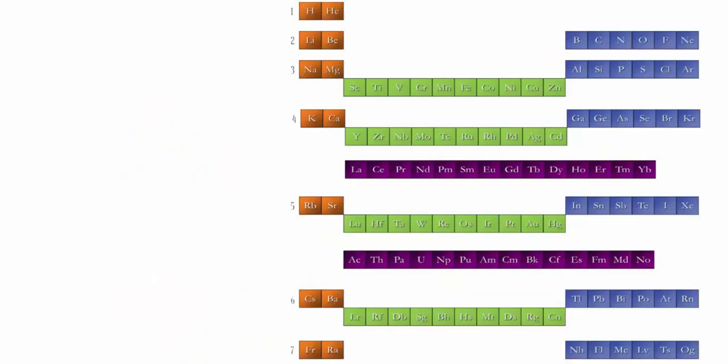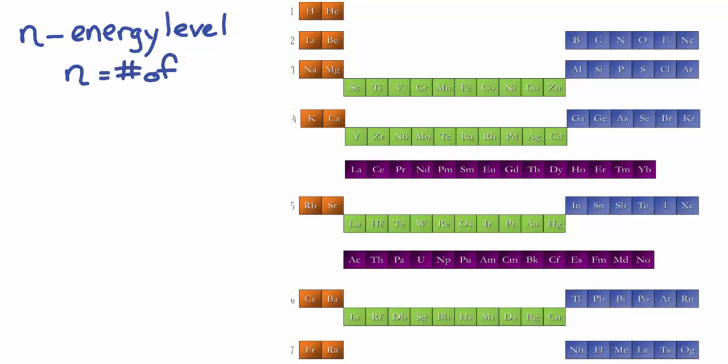This first section shows the n value. The n value is the energy level. The n will also indicate the number of sublevels that are allowed. So you can see that the first energy level only has the s. The second energy level has two sections, the s and the p. The third energy level has the s, the p, and the d. The fourth energy level has the s, the p, the d, and the f.